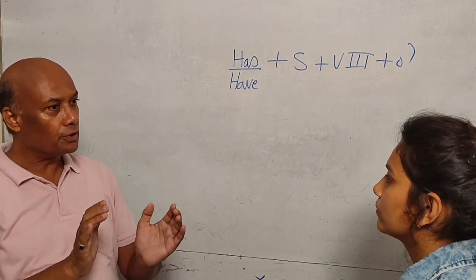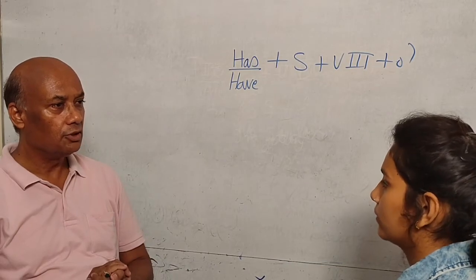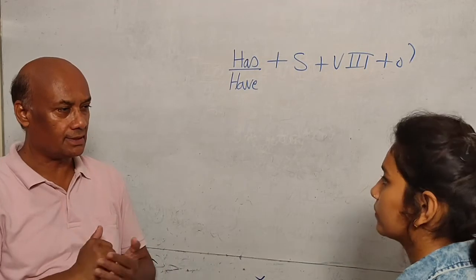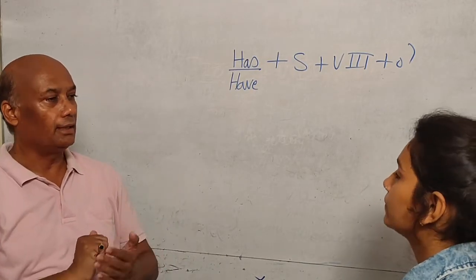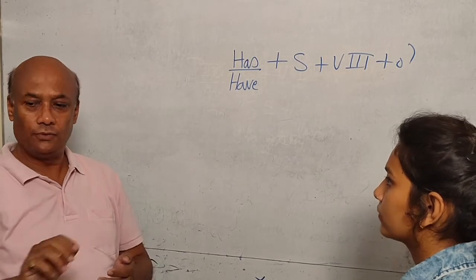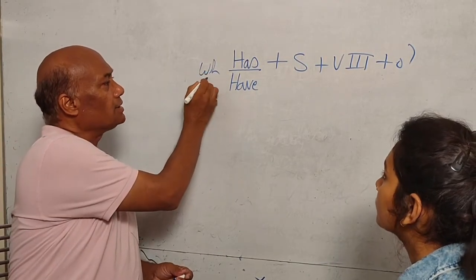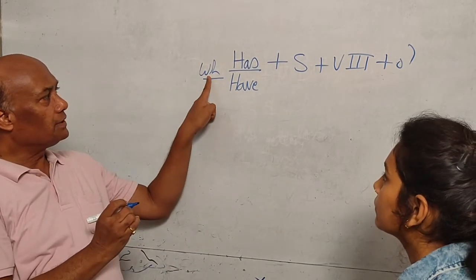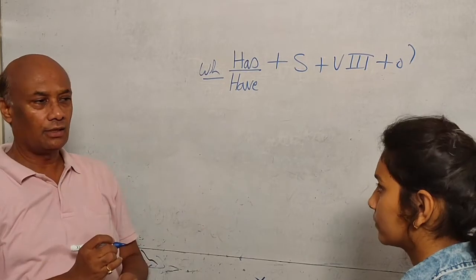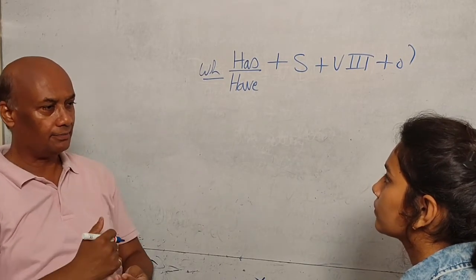Has your father bought any new house? No, he hasn't. My father hasn't bought any new house. Very good. Now I'm going to ask you some questions which will start with question word. So if we are going to ask any question with question word, we will put has or have, then subject, then third form, object. What has your father recently bought?